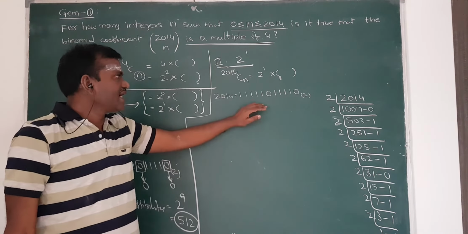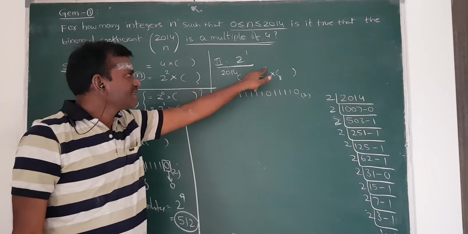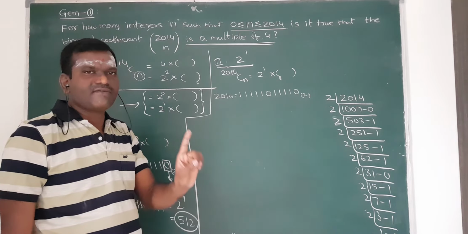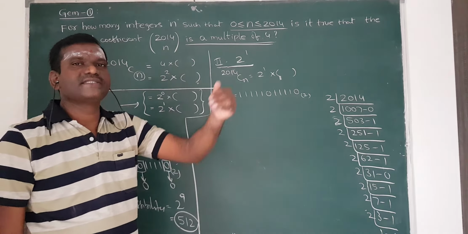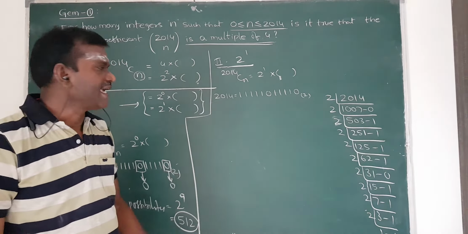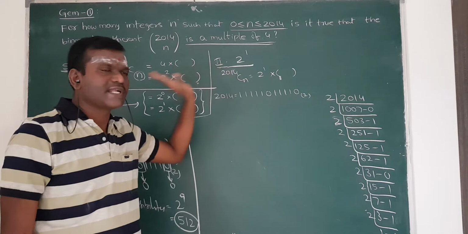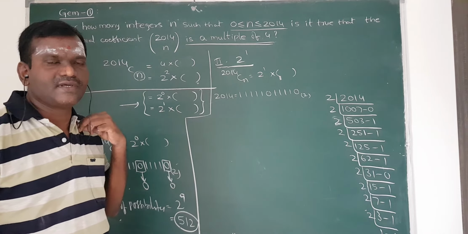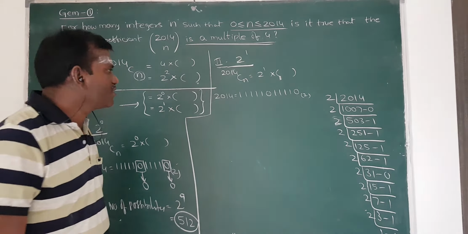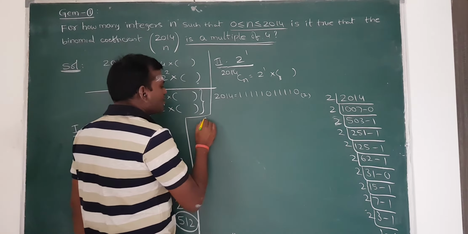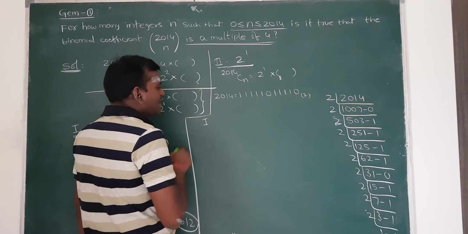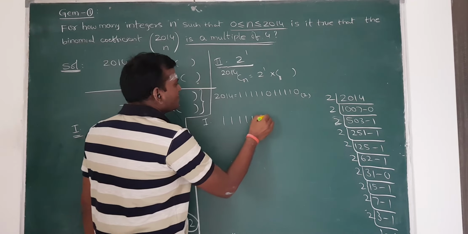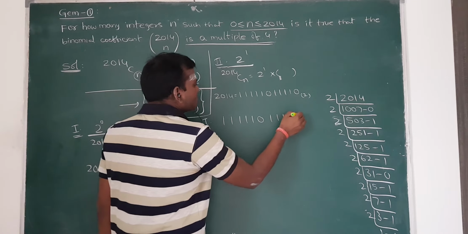That means here I want 2 power 1, meaning I want a carry to happen only one time. Only one time if it is carried, then 2 has a power 1 in the binomial expansion of n and 2014 minus n. Only one carrying should be done during the addition process. So what I am doing here, I will consider two cases. The first case is 1 1 1 1 1 0. Is this the 2014? Am I right?